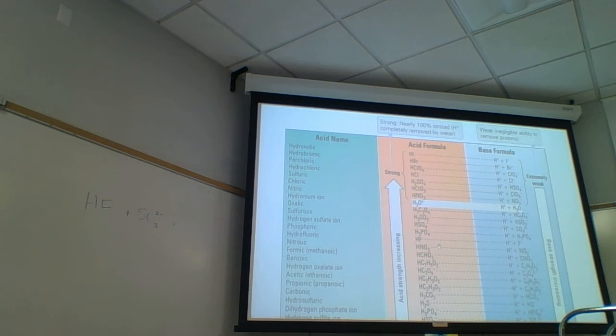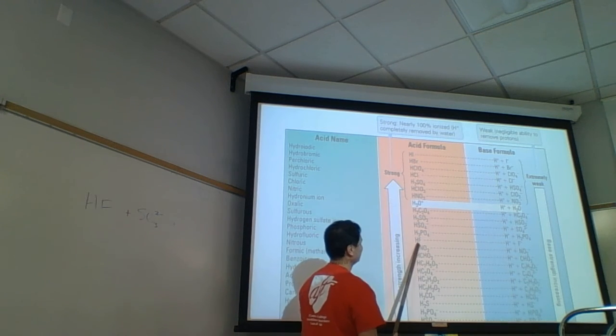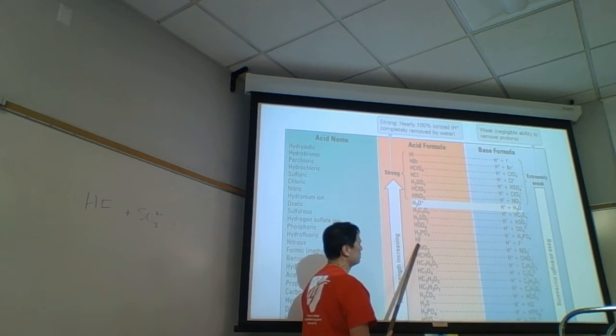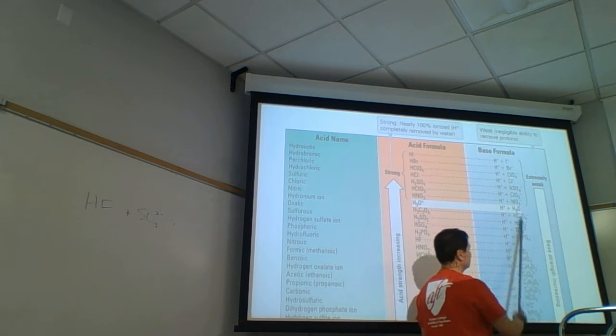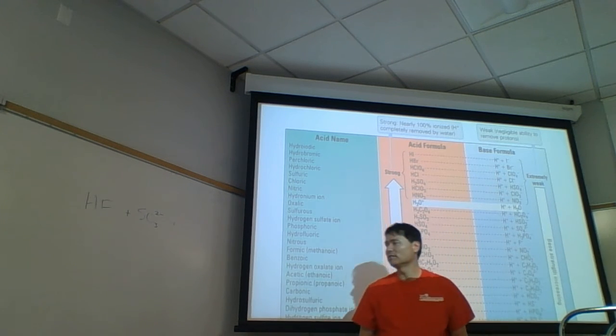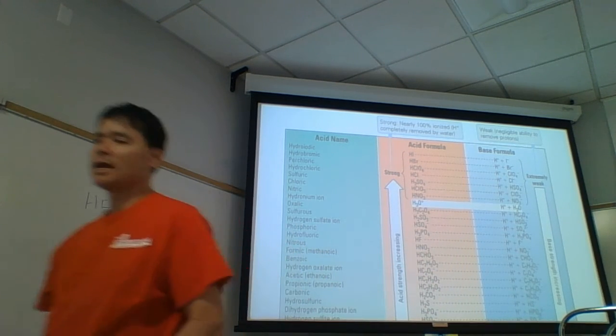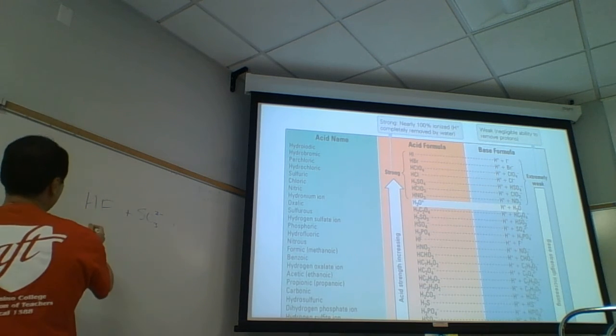And then we look for HF on the chart. The first thing is HF. Well, HF is here, weak acid. Then we look over here. Does HF occur over here? No. So HF, the only thing it can be is an acid. And so what I'm going to do is label it A for acid.